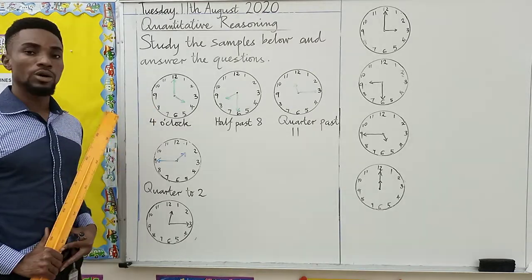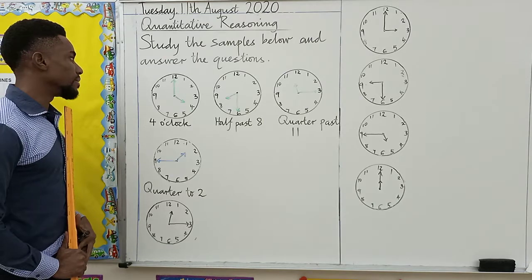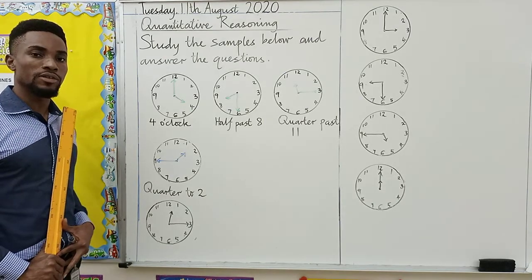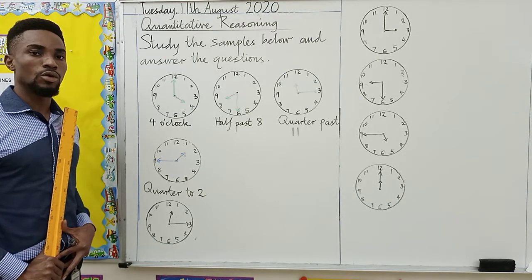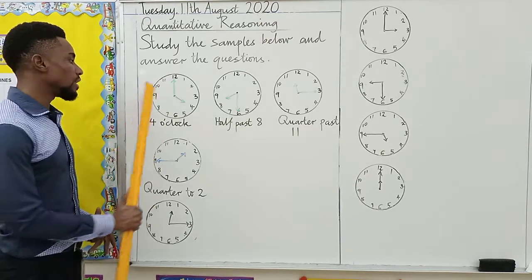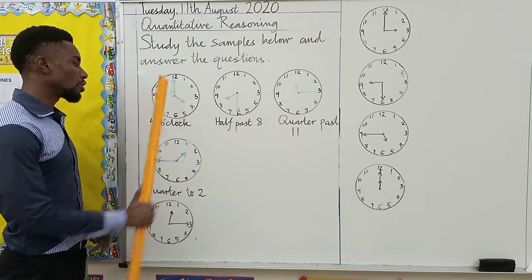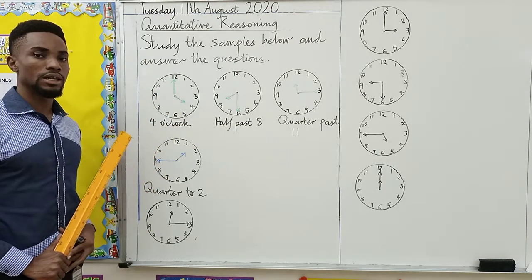On the first clock, we have the hour hand pointing at 4 and the minute hand pointing at 12, indicating that it is an o'clock. Okay, so the minute hand tells us it is an o'clock, while the hour hand tells us it is 4. So the time is 4 o'clock as indicated here.